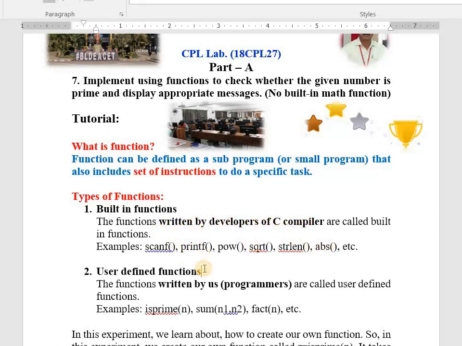User-defined functions means what? The functions developed by us, means the functions written by us. The functions written by programmers are called user-defined functions. In today's lab, we create our own function called isPrime. It takes one value, as well as it gives me one value back also.